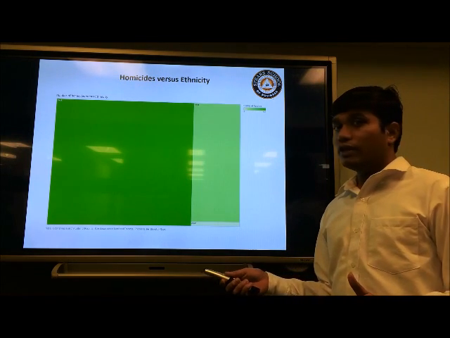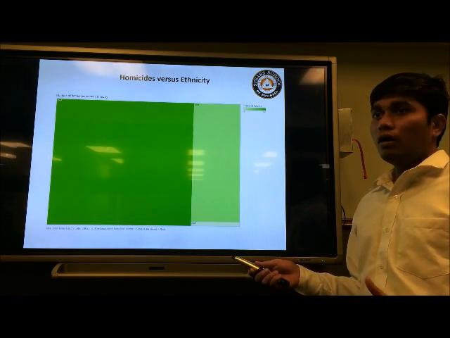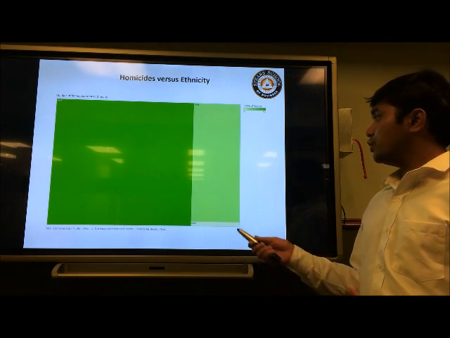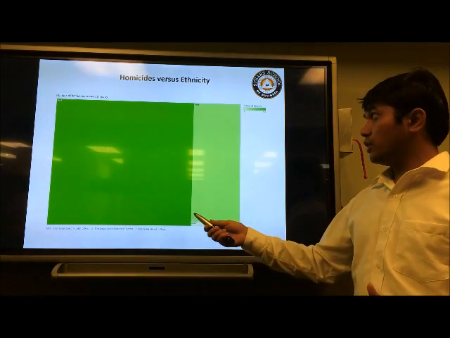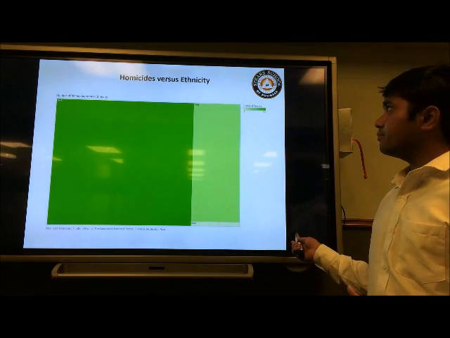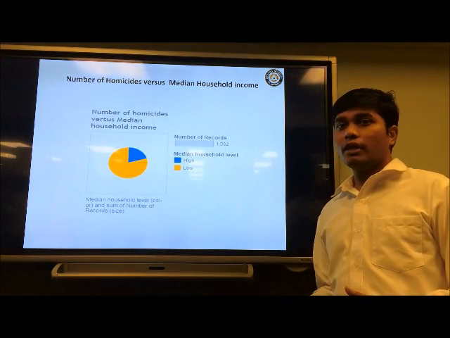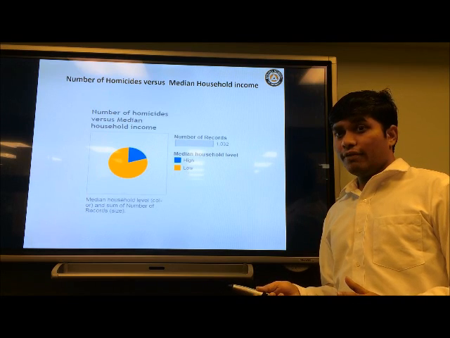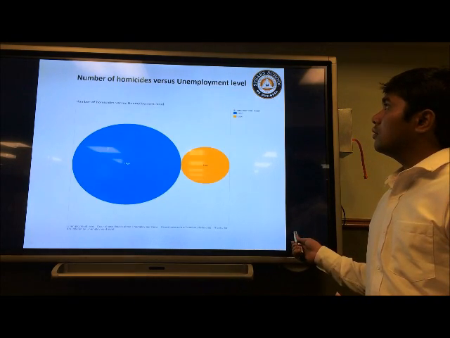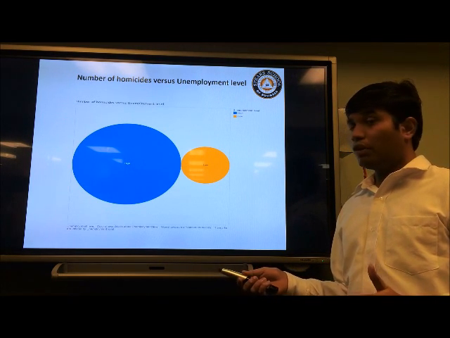This is homicides versus ethnicity, black and white. We identified that the victims affected by the homicides are mainly black, and this is huge in number, and we clearly show that there is a deep pocket of black victims where homicides occurred. And this is median household income. You can see from the following figure that in societies with low, medium household income, there were not as many homicides. This is the unemployment level. Where there is high unemployment, a huge number of homicides were reported.